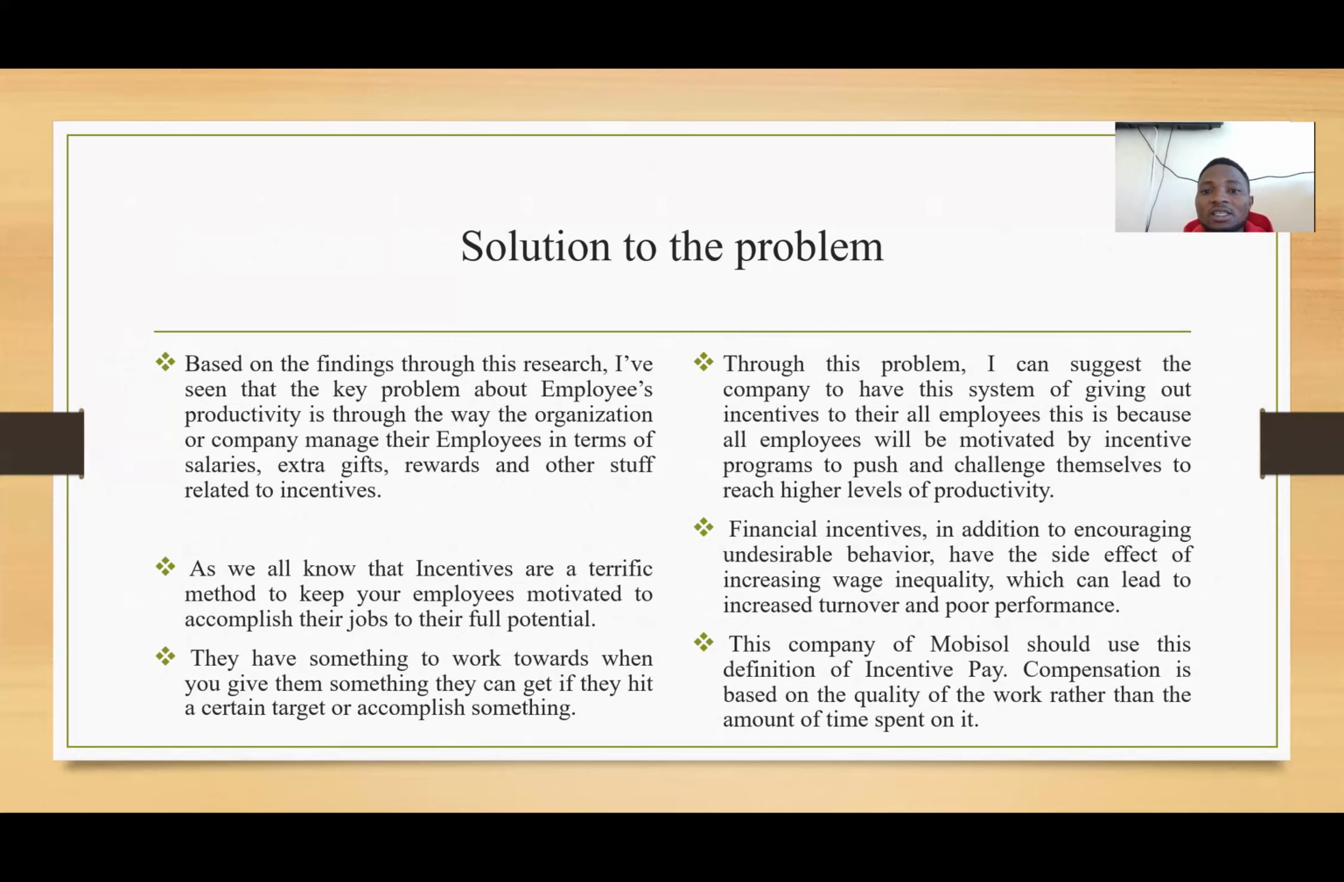Through this problem, I can suggest the company have this system of giving out incentives to all their employees. This is because all employees will be motivated by an incentive program to push and challenge themselves to reach a higher level of productivity. So financial incentives, in addition to encouraging undesirable behavior, have the side effect of increasing wage inequality, which can lead to increased turnover and poor performance. So this company, Mobisol, should use this definition of incentive pay: compensation is based on the quality of the work rather than the amount of time spent on it.